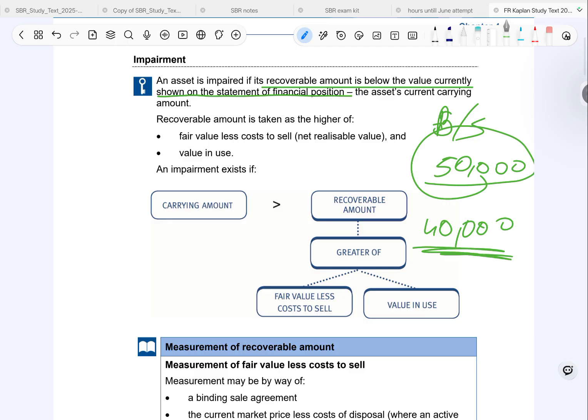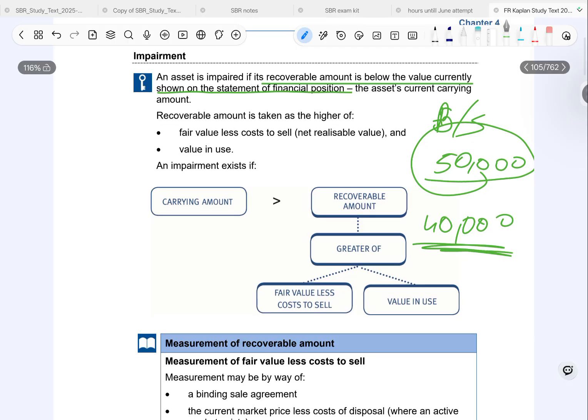So how do we find out the recoverable amount? The recoverable amount is taken as the higher of. Focus on higher of, because even I used to get confused between higher or lower. So it's important to remember it's higher of. So recoverable amount is taken as the higher of fair value less costs to sell, that is your net realizable value, and the value in use.